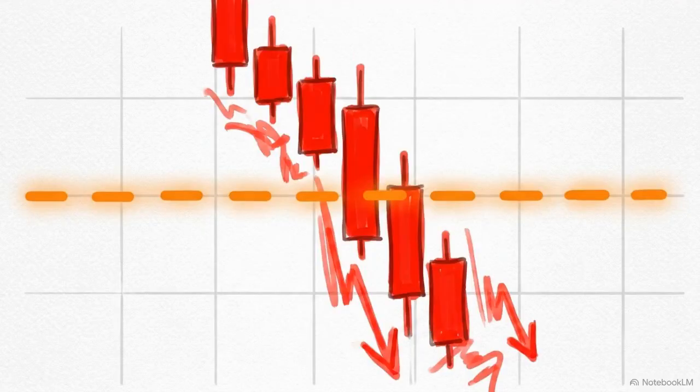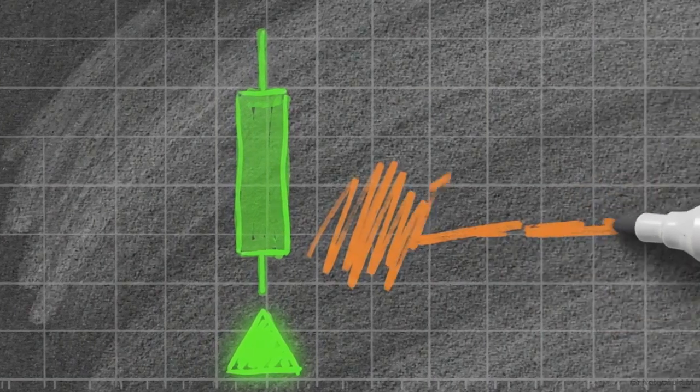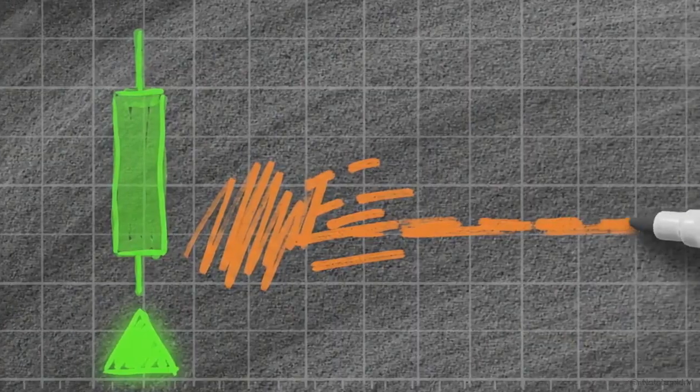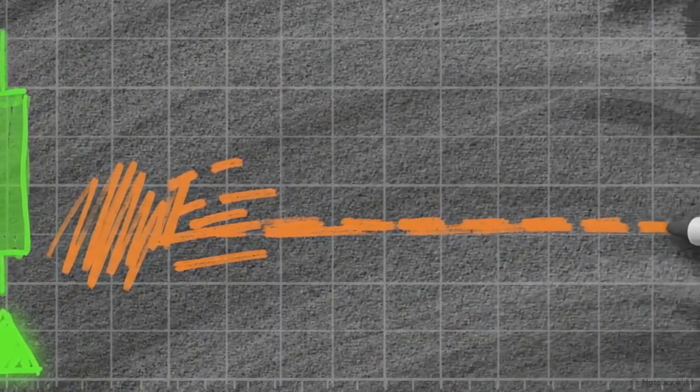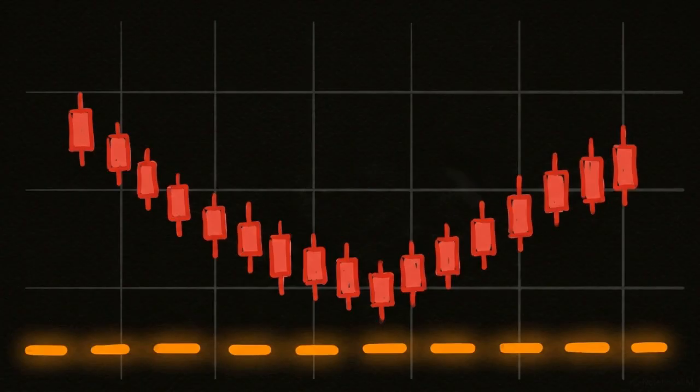Entering on the base displacement often leads to being caught in the initial retrace. The base displacement indicates that the technical conditions for institutional expansion are being met. It is a prerequisite for a setup, not the entry itself. After the base displacement prints, wait for the minor price pullback that often follows.